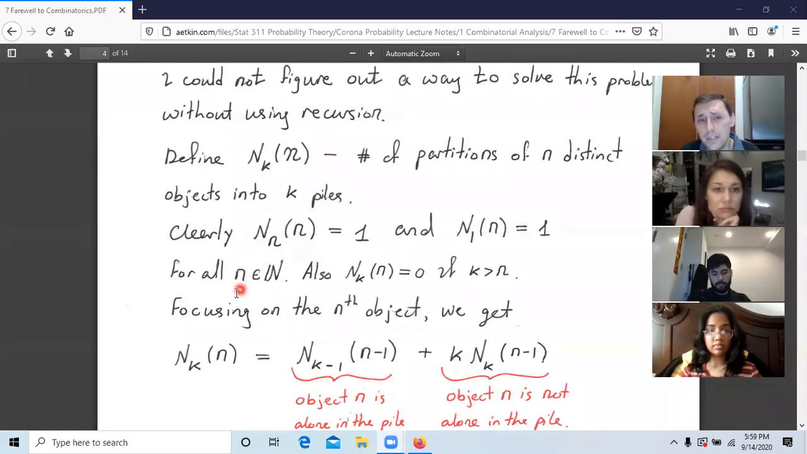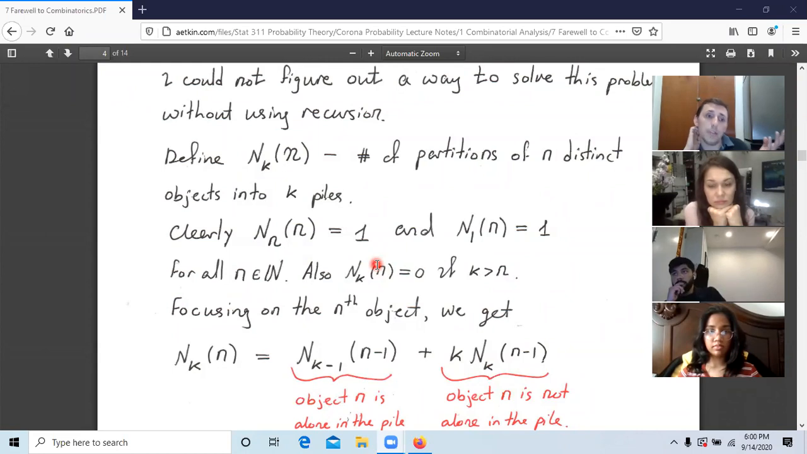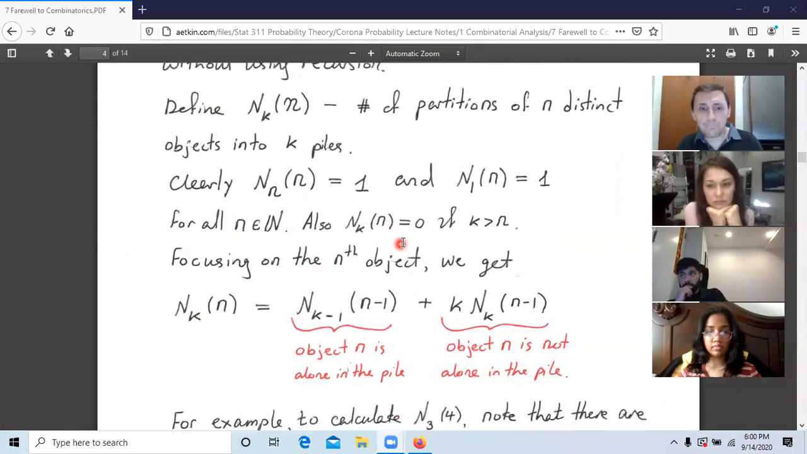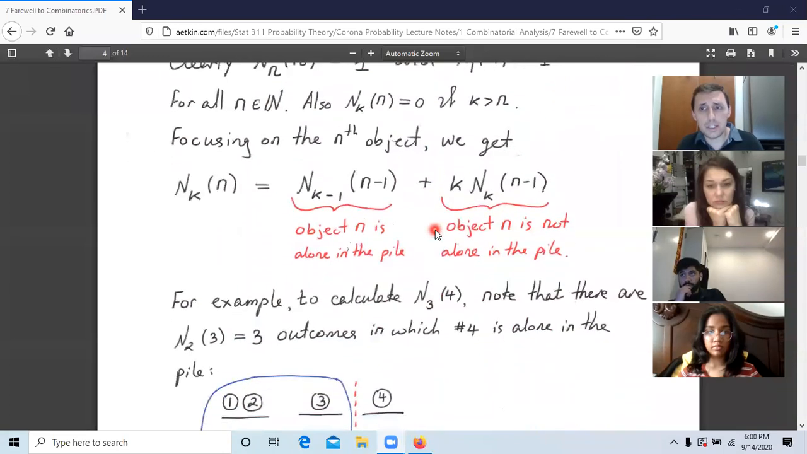Another thing that is also obvious is that if the number of files is bigger than the number of objects, then there are zero ways of doing that. Agreed? Because if there are more piles than objects, more baskets than objects, some baskets are empty, so I cannot do it. Okay? So those are the obvious parts. Now, here is what I suggest to do. The recursive formula is this. Focus on object numbered n, okay?